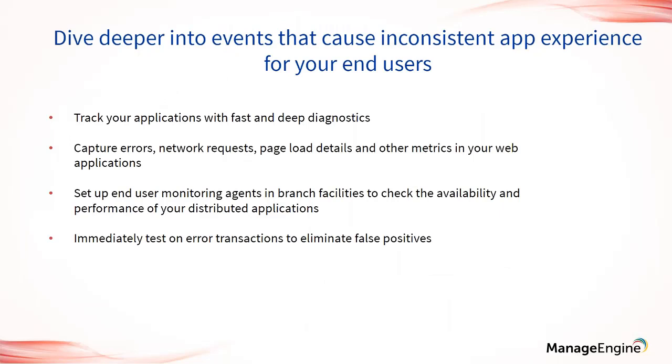Say the network request could take a long time, the page load details, and other metrics which could impact the performance of your web application. You can set up end user monitoring agents in multiple branch offices and check the performance from a global perspective. You can immediately retest on an error transaction, which helps you to eliminate false positives.